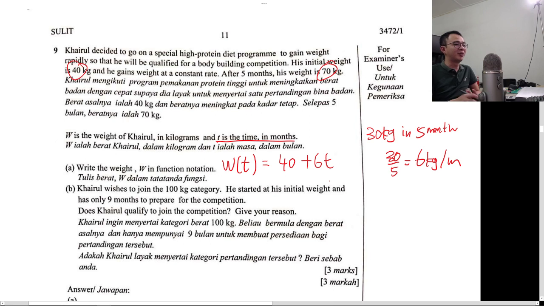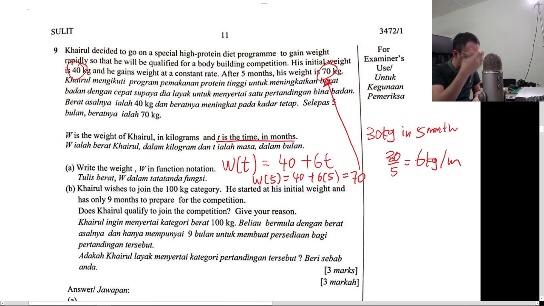How do I know my equation is correct? What I can do is substitute after 5 months. I want to know the weight of Kairu after 5 months, so I substitute 5 into here. 6 times 5, I get 70. So it's very accurate because I get 70. So this is the equation.